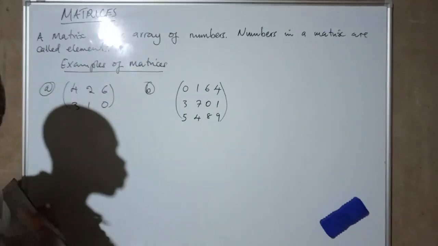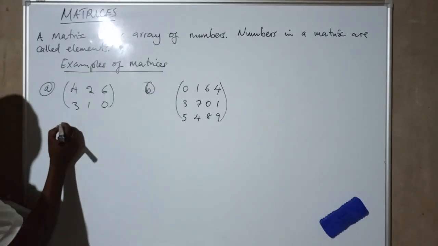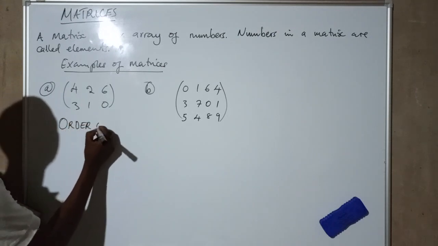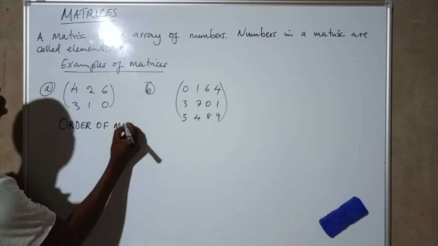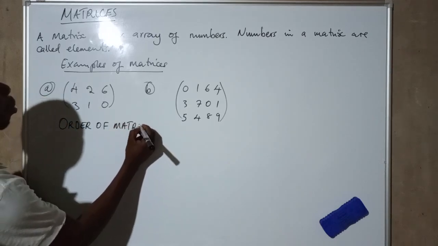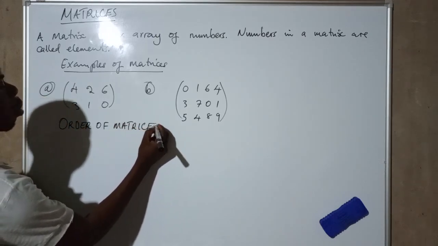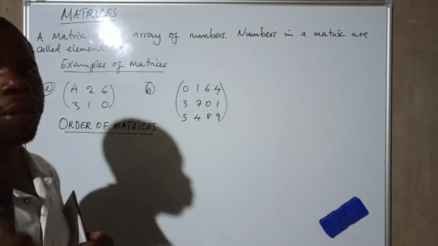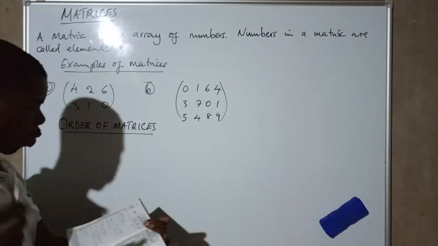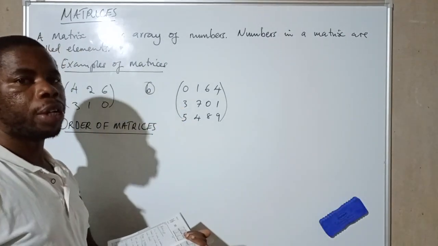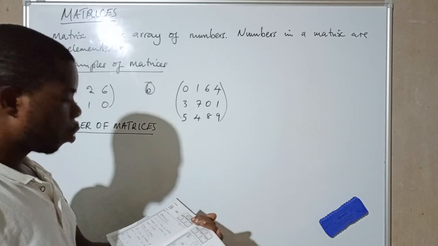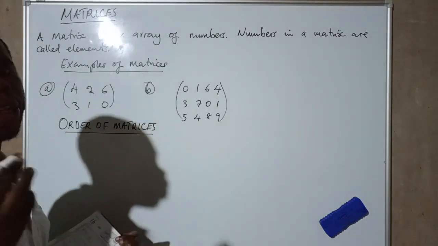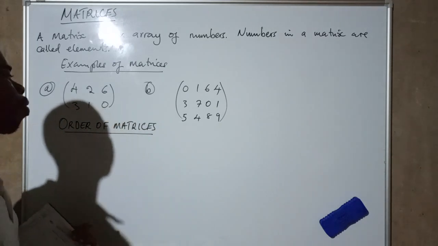Another important concept that you need to understand about matrices is what we call the order of matrices. It's very, very important that you understand this concept. What do we mean when we say order of matrices? The order of a matrix is given by multiplying the number of rows with the number of columns.